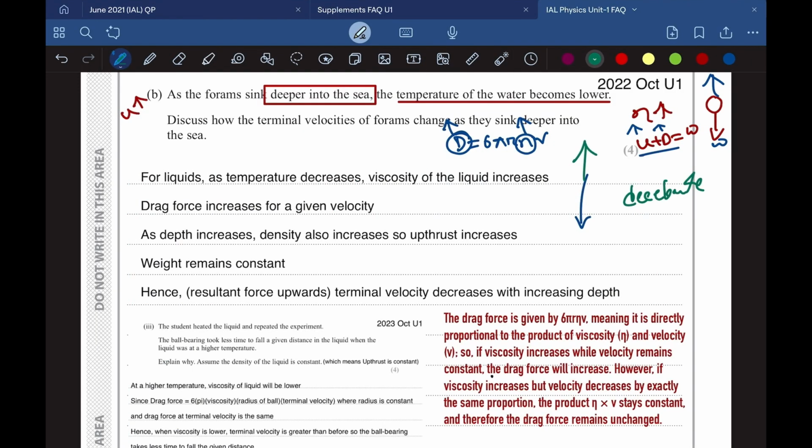So this is how we will actually answer this question. It says for liquids, as temperature decreases, the viscosity increases. And we know drag force increases for a given velocity, right?